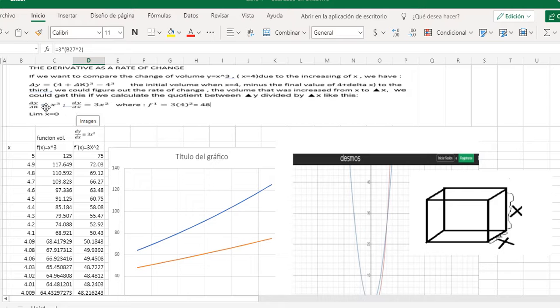But now I wanted to make this example doing the graphs and establishing the figures and the values with the functions.